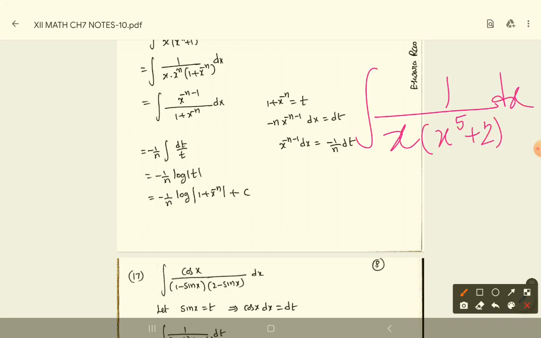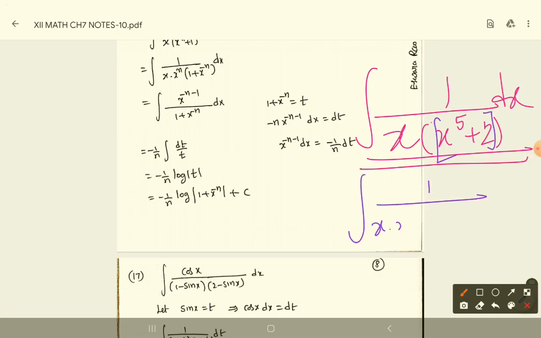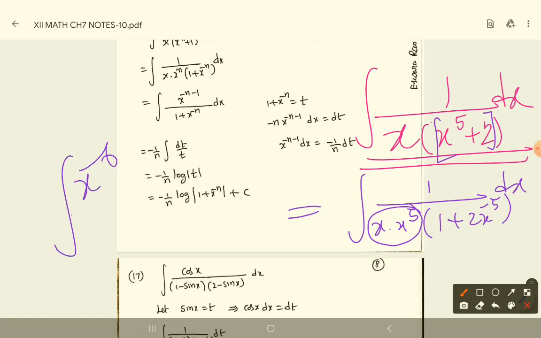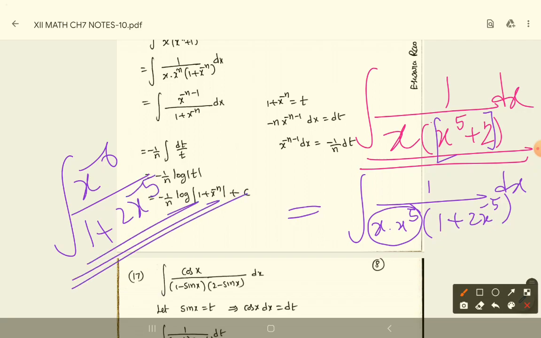Here what should be taken common? In the denominator, in this factor, look, in this factor you should take x power 5 common. So 1 by x into x power 5 into 1 plus 2x power minus 5 into dx. So that this x into x power 5 is x power 6, and I can write this one as integration of x power minus 6 by 1 plus 2x power minus 5. Now we have to take the denominator as t. Then you will get easily.